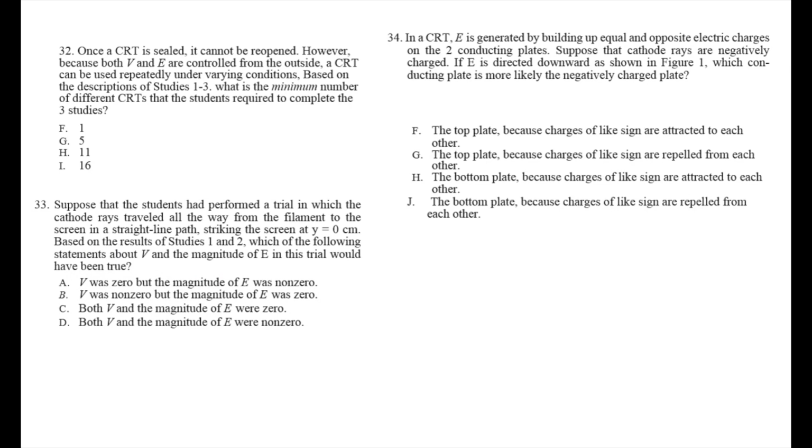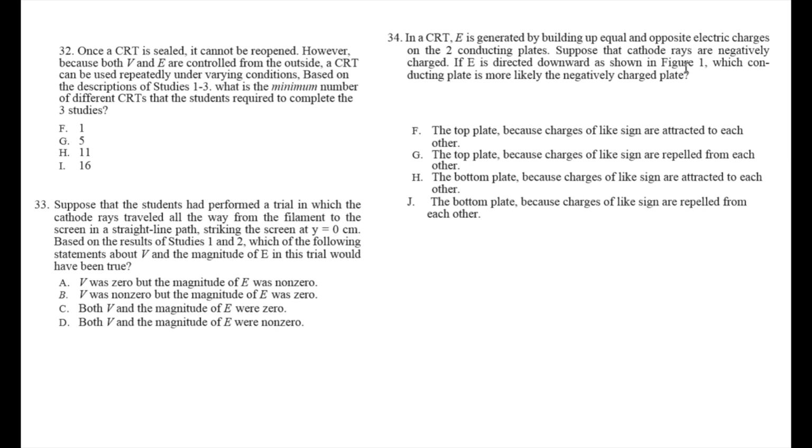Alright, our last question is question 34. It says, in a CRT, E is generated by building up equal and opposite charges on the two conducting plates. Suppose that cathode rays are negatively charged. If E is directed downward, as shown in figure 1, which conducting plate is more likely the negatively charged plate?